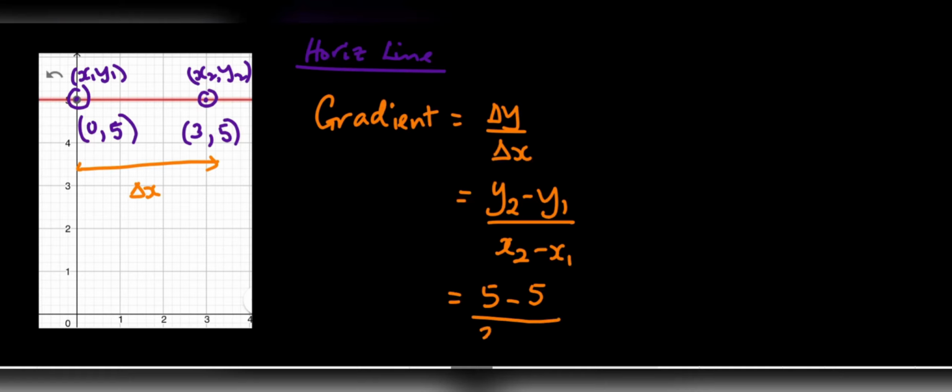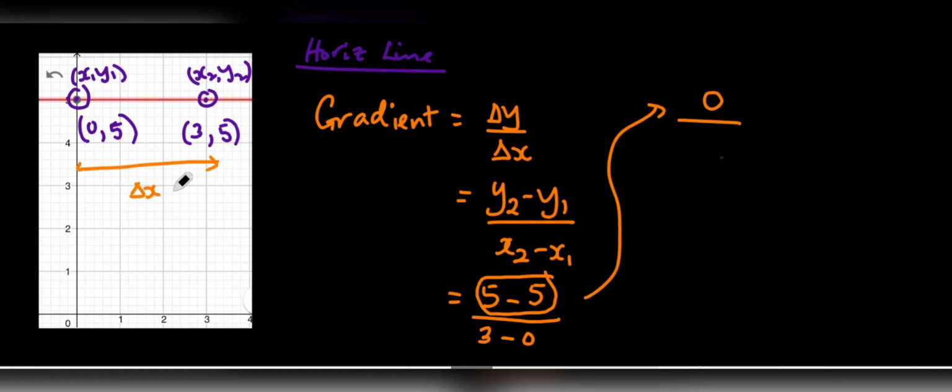Our x2 value is 3. x1 is 0. Same number minus itself is going to give us 0. Over what our denominator is, 3 minus 0 is 3, but if our numerator is 0, our answer becomes 0 for that fraction. What does this mean? Well, this gives us our first case that we should pay attention to. If you see a horizontal line, a horizontal line has a gradient equal to 0.